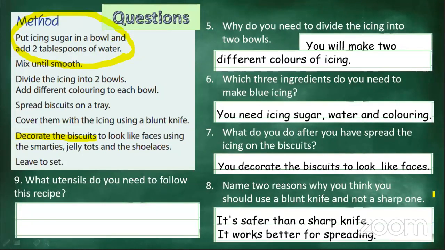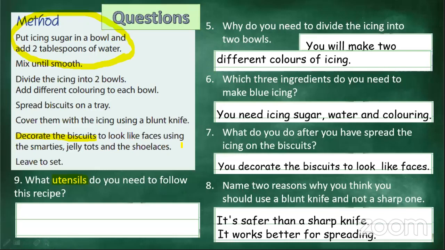Right, the last question on this page. What utensils do you need to follow this recipe? So first, let's talk about the word utensils. Utensils are things like equipment that we will need to make something in the kitchen. Usually it's the smaller things, not like your oven or microwave oven, but the things that you will put in your cupboards, the things that you will use or take out to make something, but not the food, the other things.